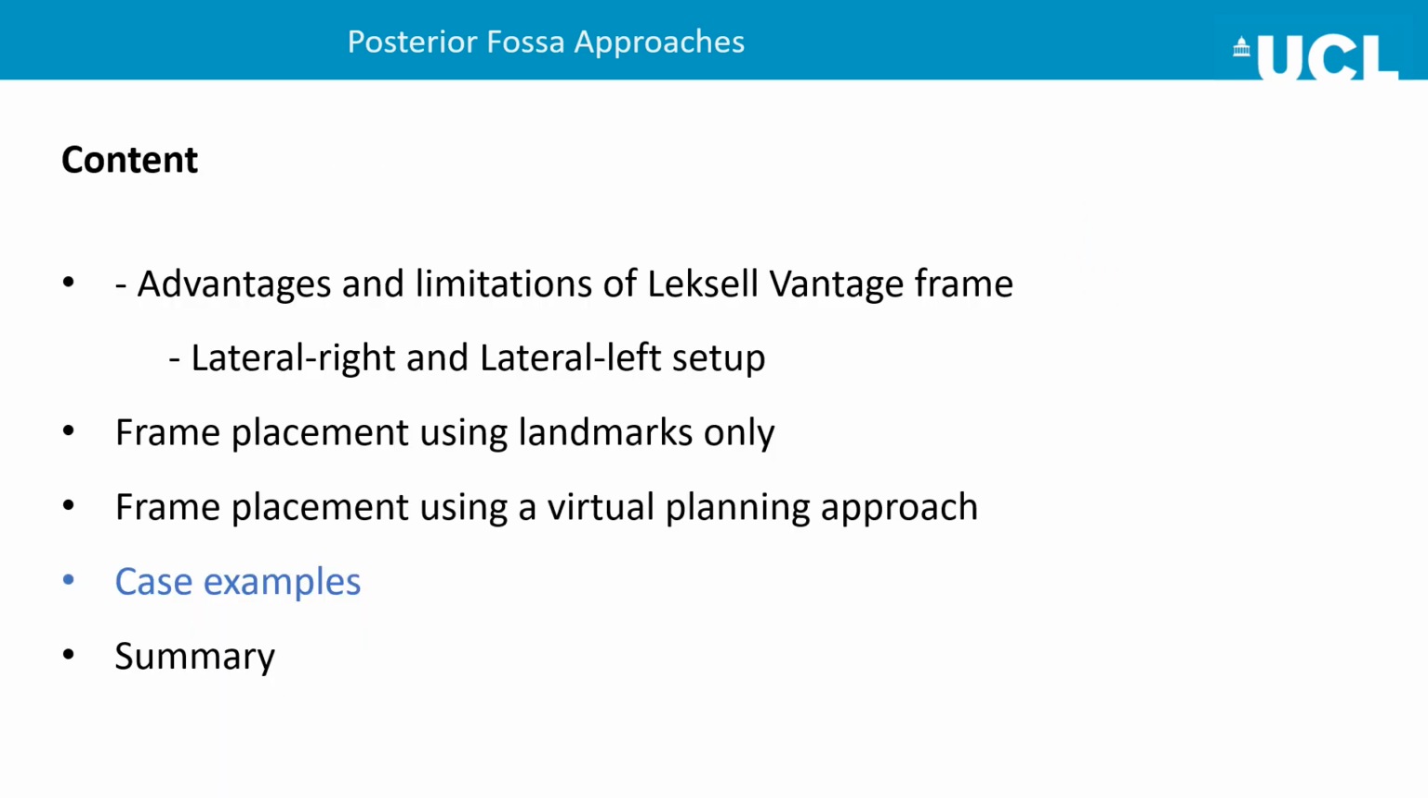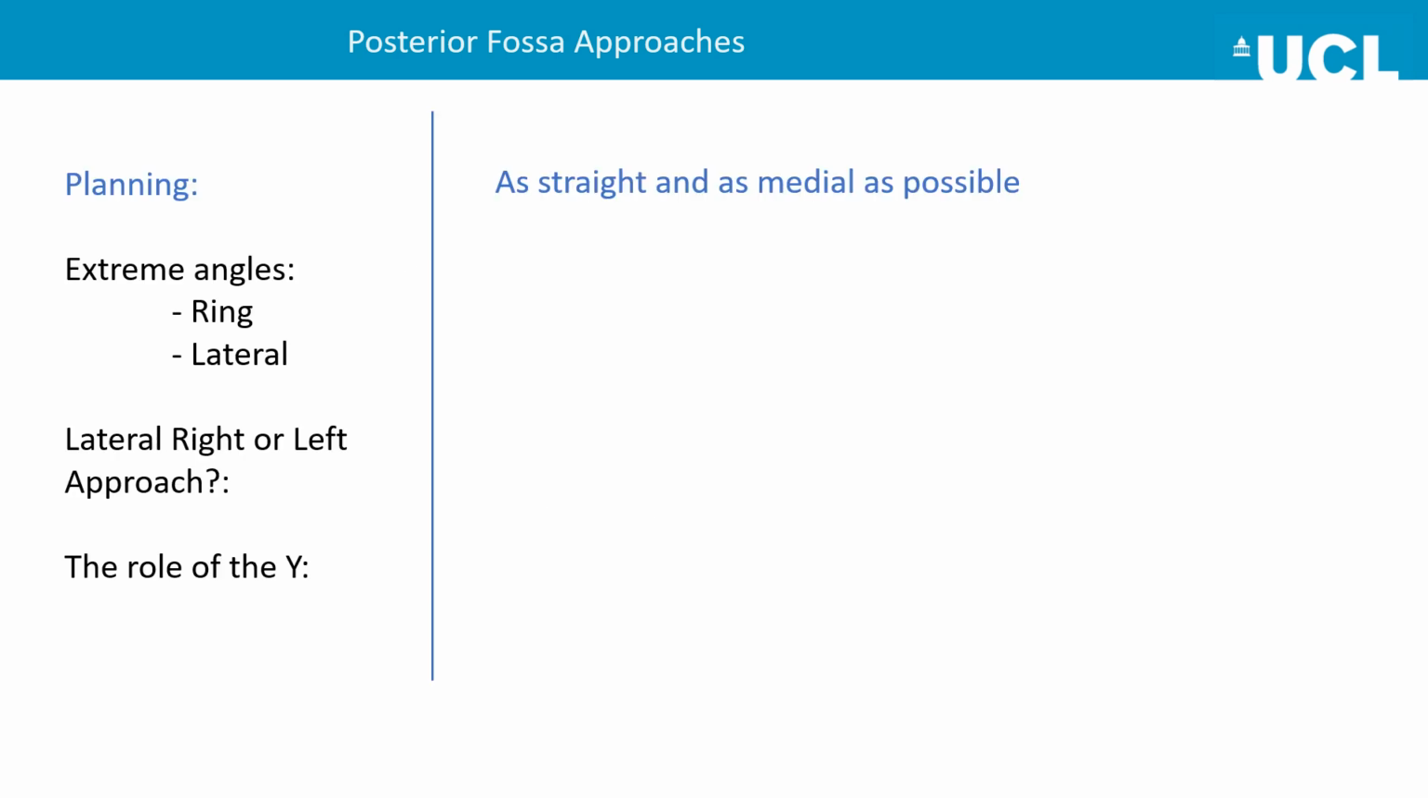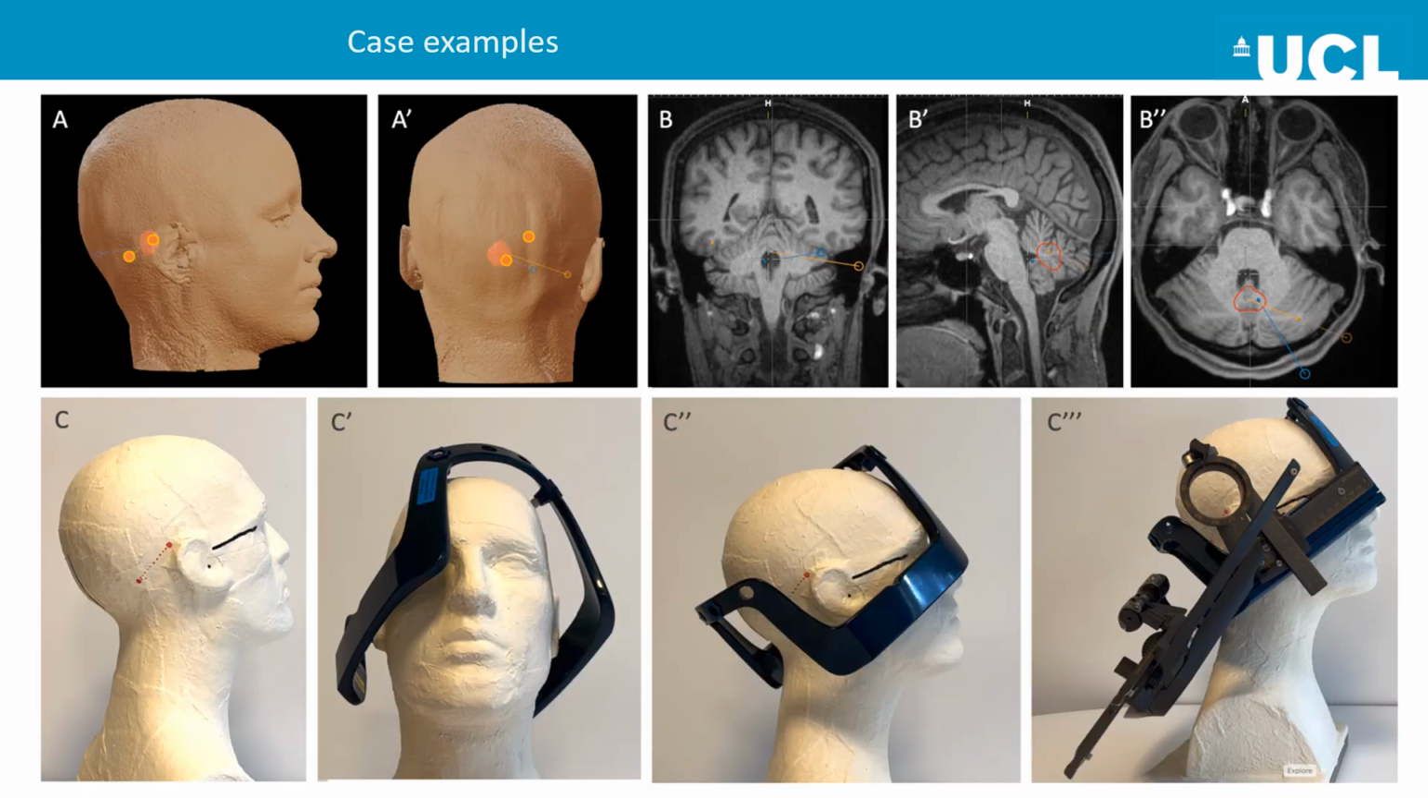So now I would like to walk you through a few case examples. I will start with things to consider when planning the trajectory. As a rule of thumb, you should try to plan your trajectory as straight and as medial as possible. Here is one example where you can see that the direction from the entry point to the target is quite extreme, and therefore we require a frame placement with an extreme rotation, both regarding the yaw and the pitch angle.